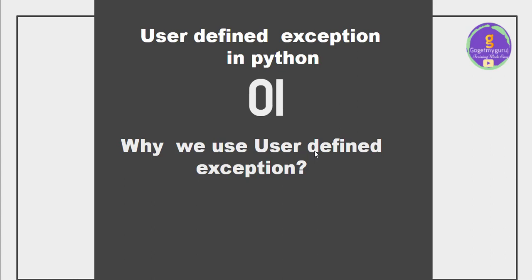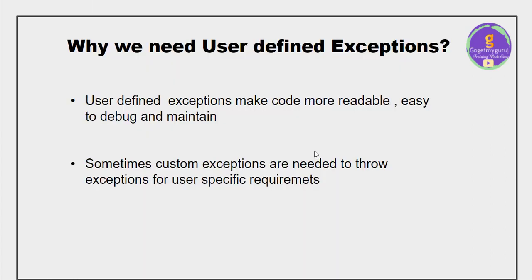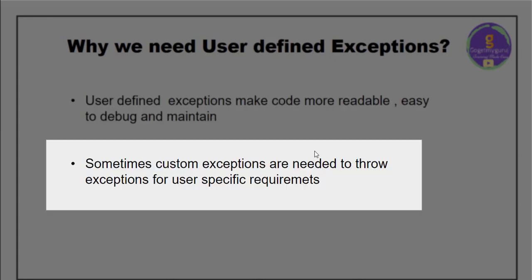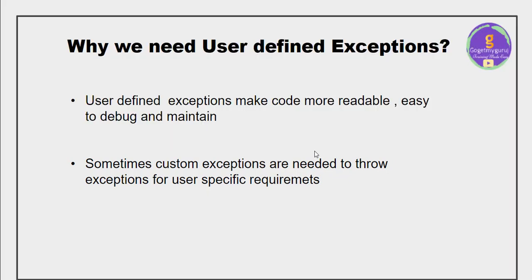Many of you might have a doubt, as Python provides many inbuilt exceptions. What is the need for user-defined exceptions? We need user-defined exceptions because they make code more readable, easy to debug and maintain. Sometimes these custom exceptions are required to throw exceptions for user-specific requirements. Let's understand this with an example.